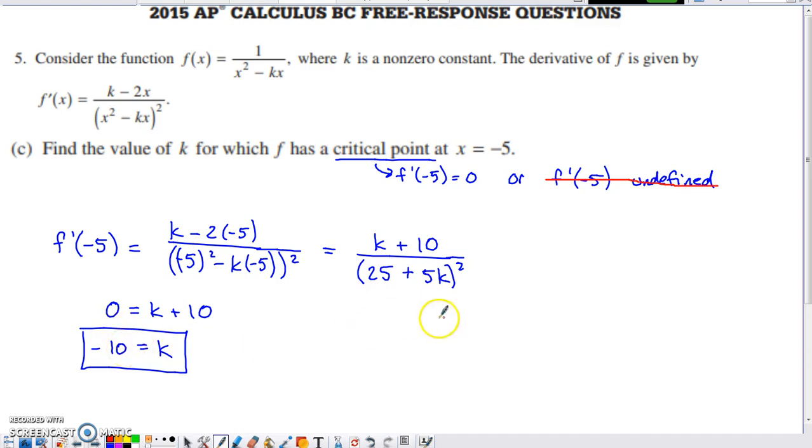I got -10. I did do a quick double check. Is my denominator also 0 if this is my value of k? It's definitely not. 25 plus -50 and then square it. Yeah, that's not going to be 0. So the derivative is 0 at this x when k is equal to -10. Short and sweet there in part C.